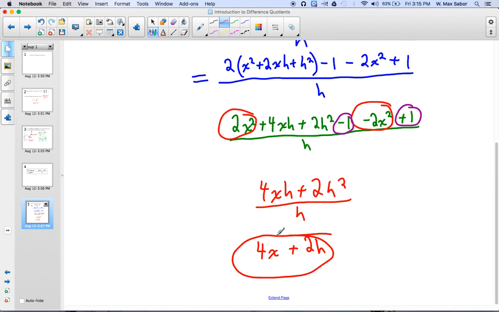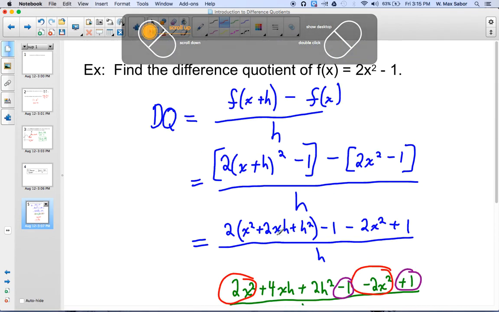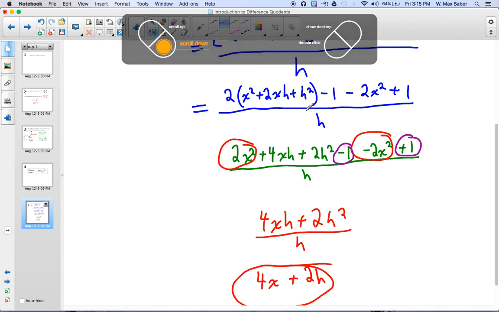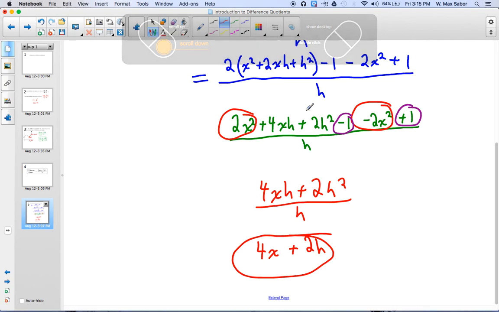Really, all you're doing is remembering the definition, substitute the function, substitute into the function, and then simplify, and you'll get your difference quotient.